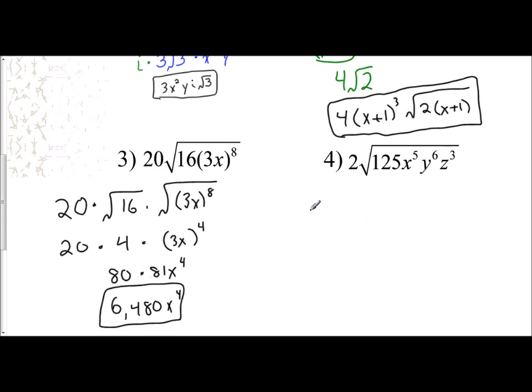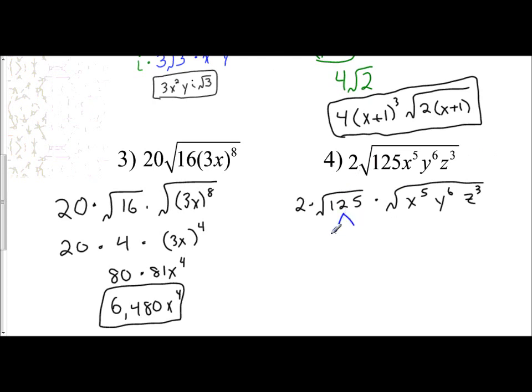Same idea. The 2 is already on the outside for this, so you're going to have to keep it there. Break it apart. I have the square root of 125, and I'm going to put all the variables together: x to the 5th, y to the 6th, z cubed. If you want to break them all apart, go ahead. We're going to have to simplify the radicals.